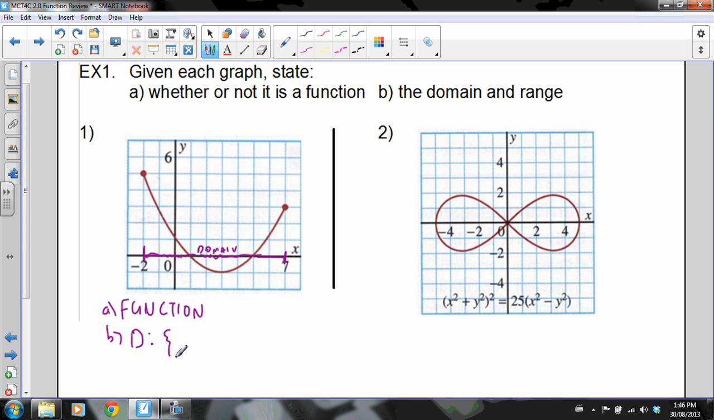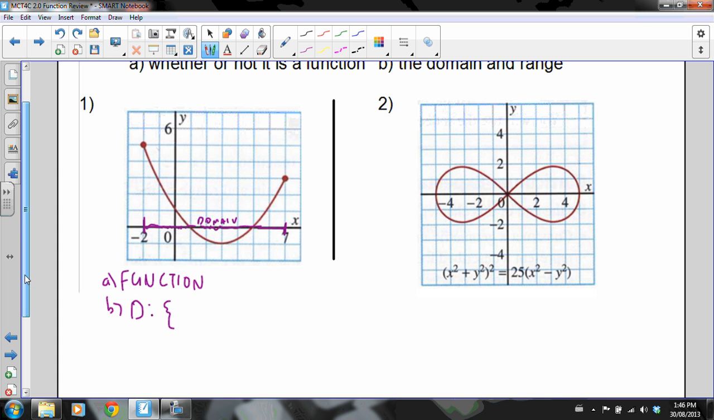And so if I want to write it, I'm going to write D for domain. We write it in set notation. And then how do I describe this set of numbers? Well, I could say in words, the domain is all numbers from -2 to 7 inclusive, or including -2 and 7. But that's a lot of words. We like to be short. And in math, we do it in symbols. So we say -2 is less than or equal to x, which is less than or equal to 7.